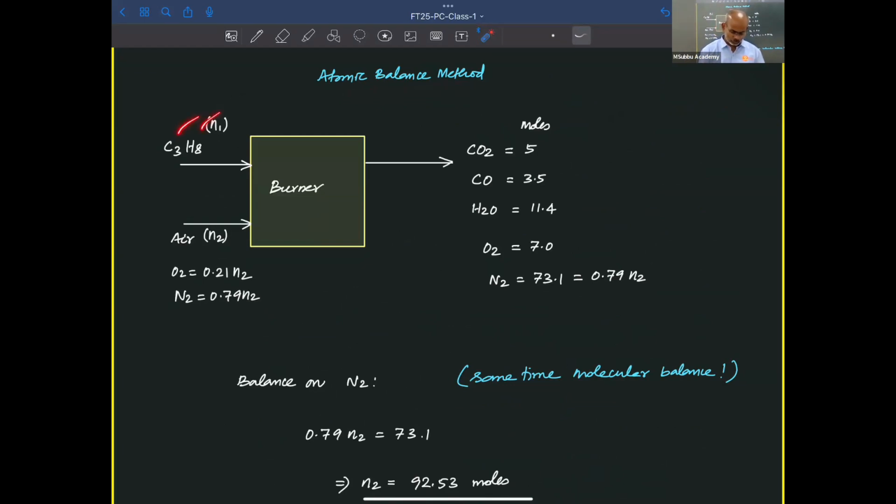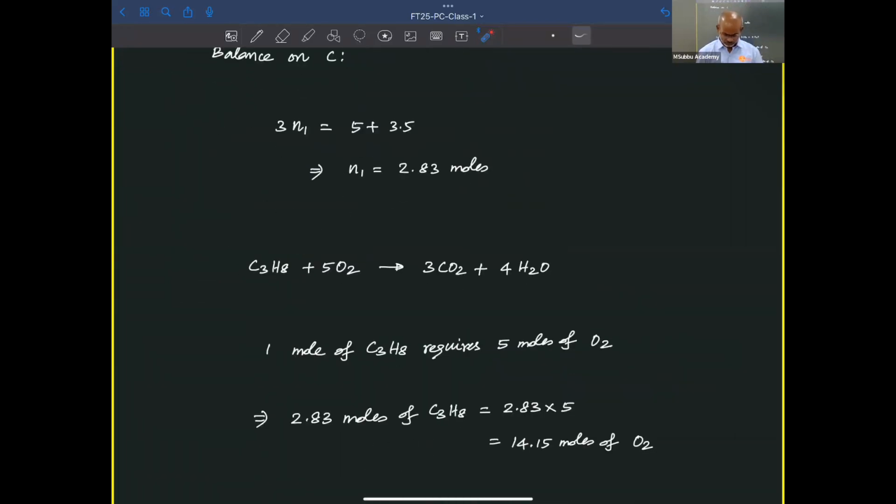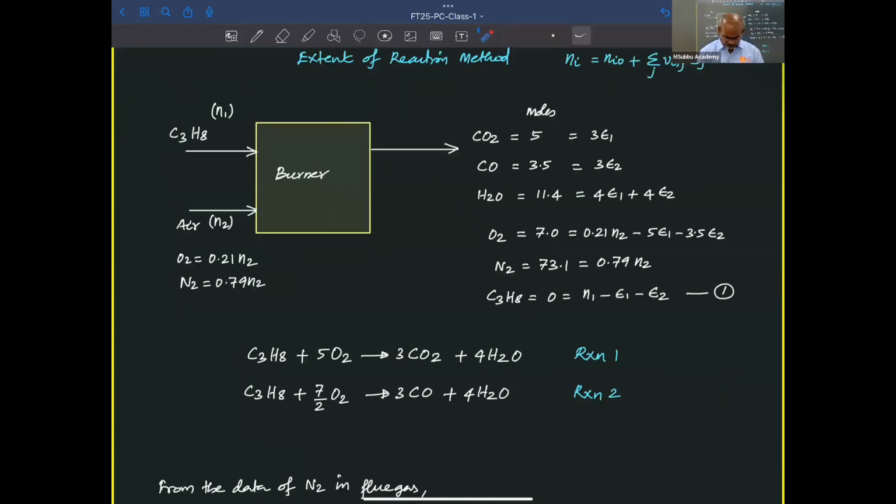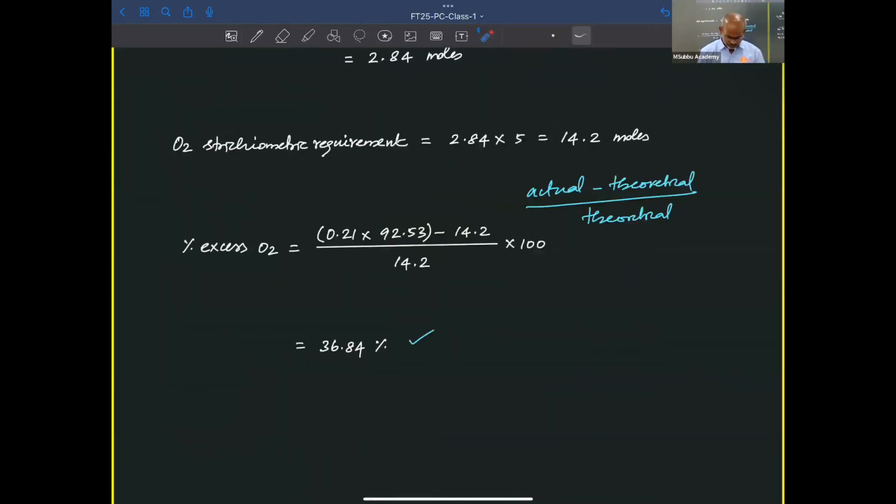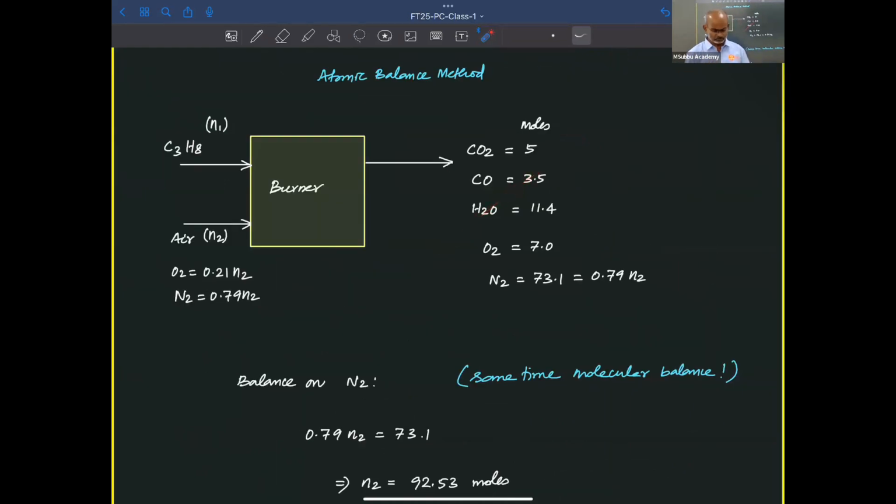Suppose only 2, 3 atoms are involved. Of course, 1, 2, 3, 4 atoms are there, so you can write 4 balances, but that is not required here because the air amount you can directly get, and only one balance alone is enough to solve for this. So with that, we could quickly solve. In comparison to the extent of reaction method, this atomic balance method is quite easier here.